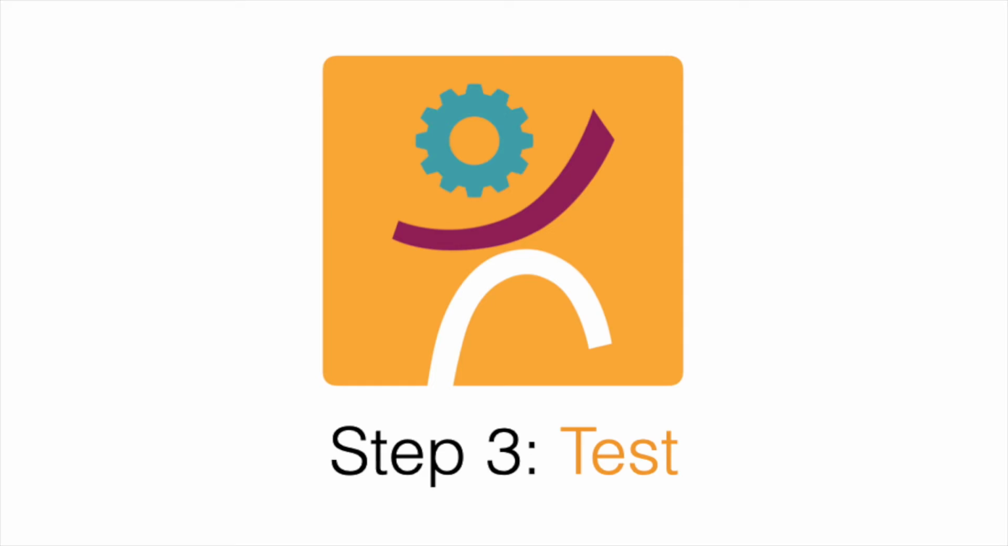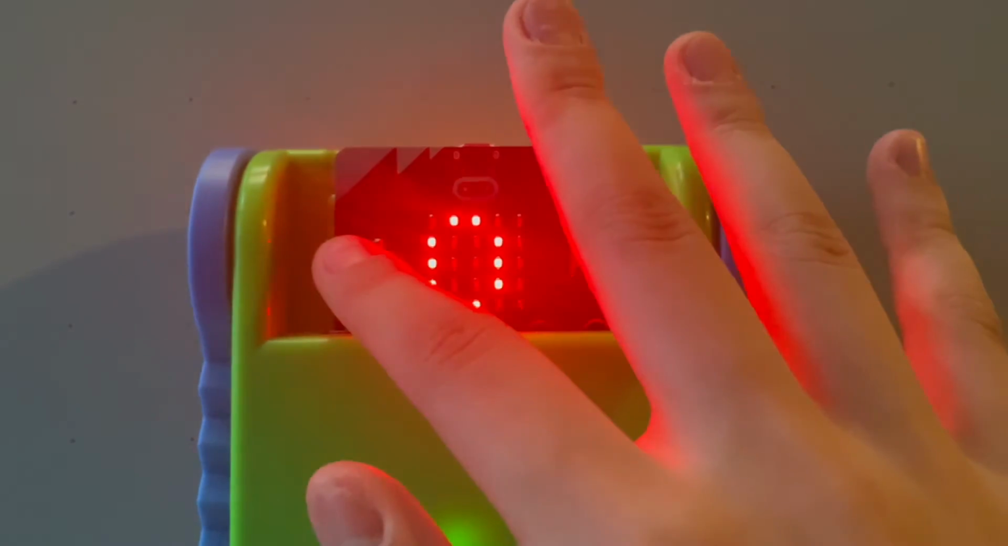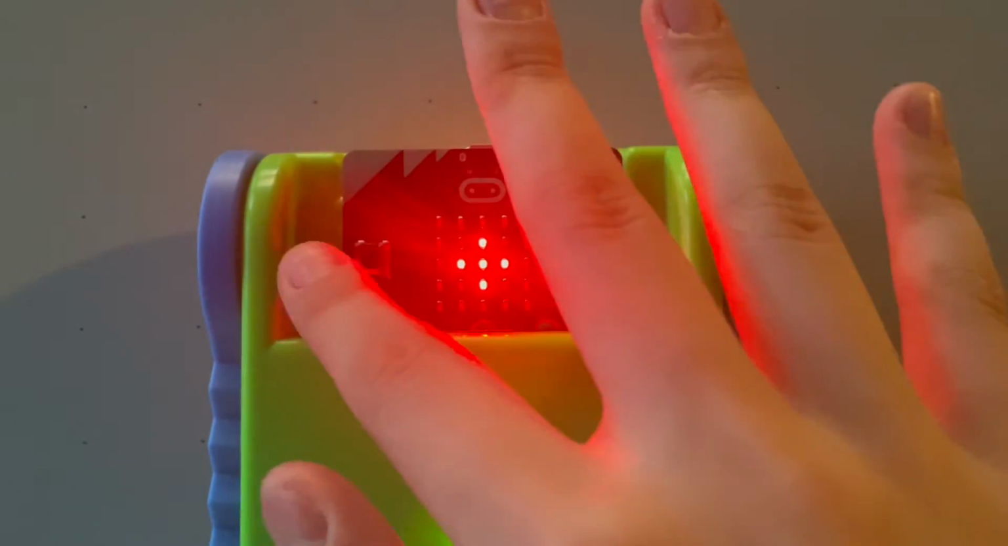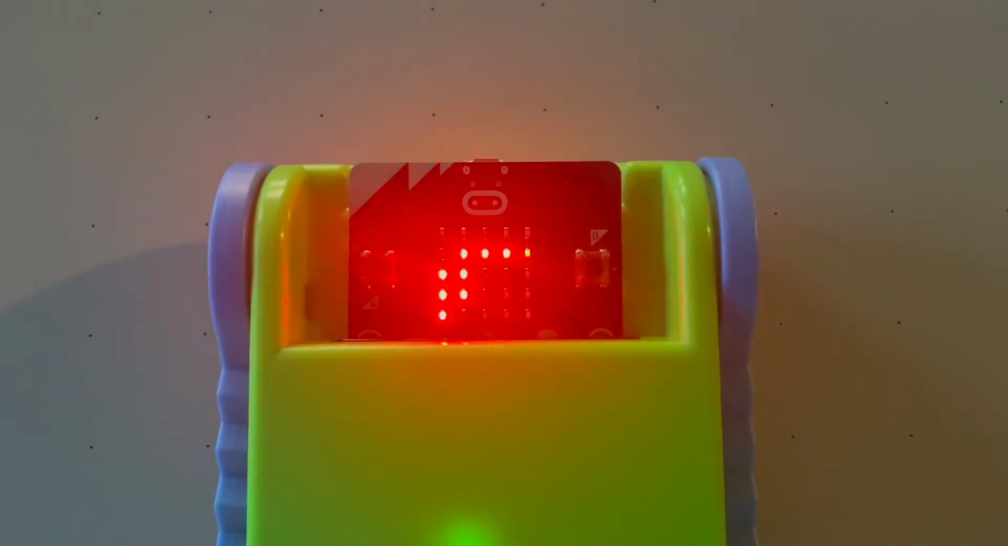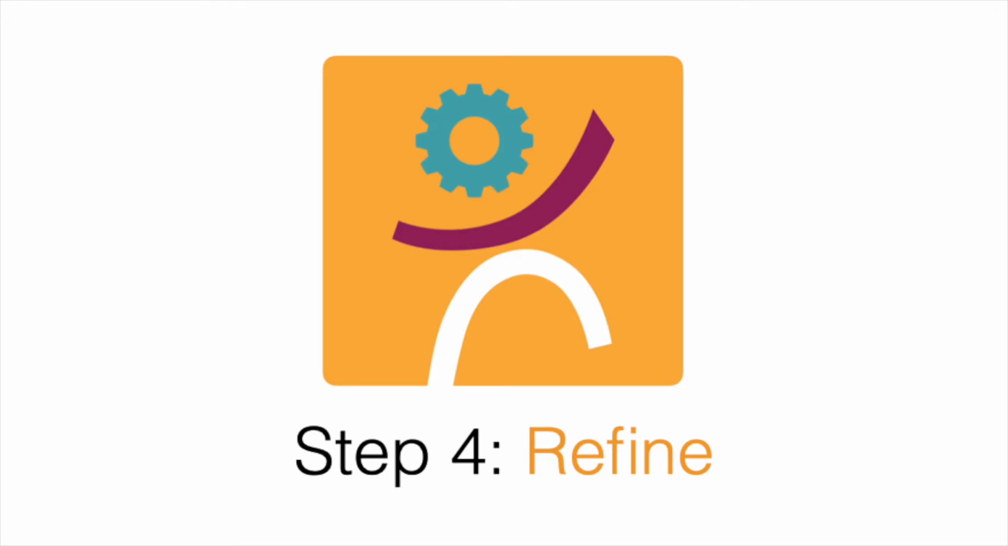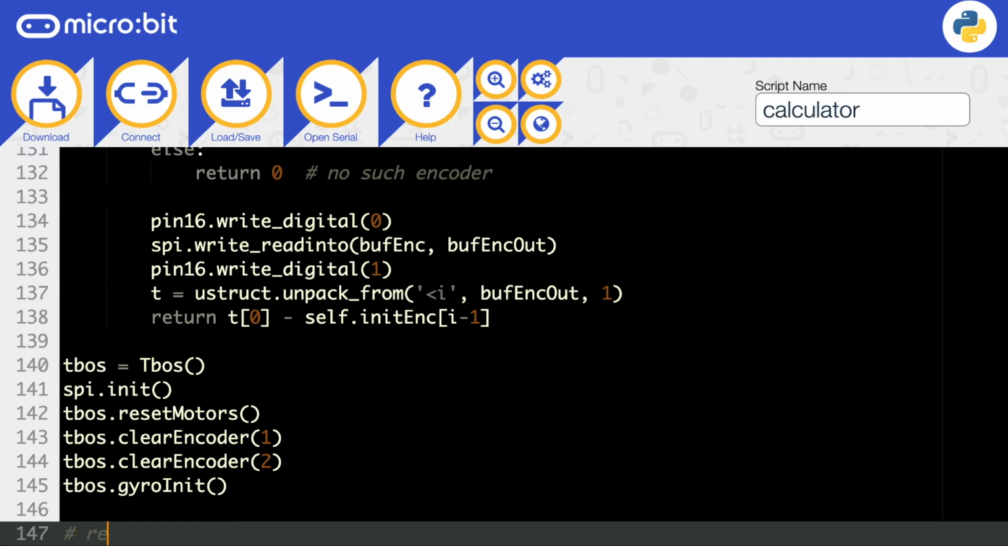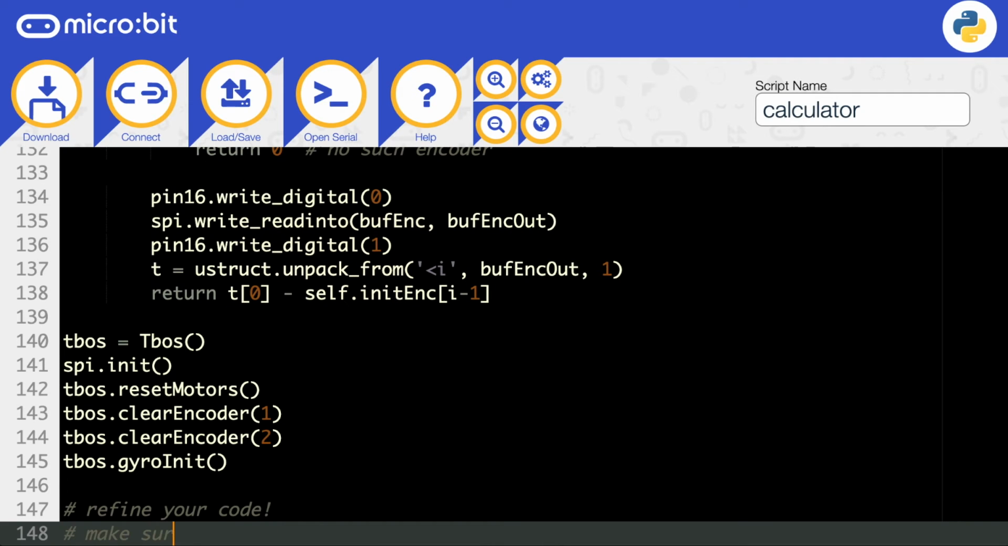Step 3. Test. Test your code. Does it work as expected? What happens when you divide a number by 0? Step 4. Refine. Try to identify the bugs, if any, that are preventing your code from working. Brainstorm and code methods to fix them.